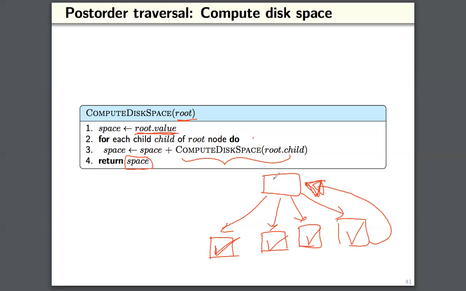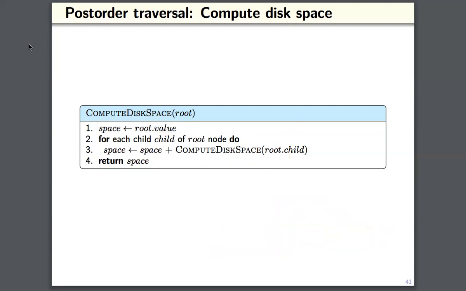The finalized value will happen when you come here. So that is the post-order traversal. It's the final operation that matters, the final value that matters. So we consider this as post-order traversal. Okay.